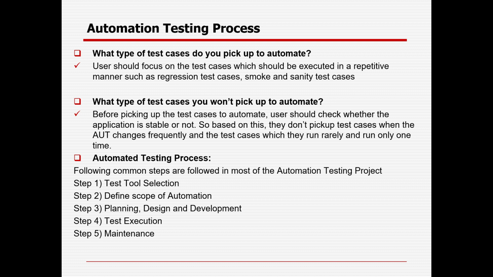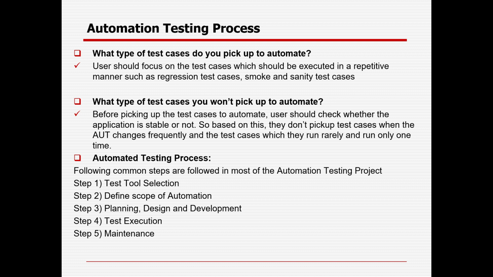In real time, people ask whether it is feasible to go for 100% automation. Sometimes the answer is yes, it is feasible. But sometimes automating a few areas takes a lot of effort, and those test cases might be executed only one, two, or three times throughout the life cycle. So it is better to avoid those cases, and instead focus on test cases which will be executed a number of times, to get more and more return on investment.